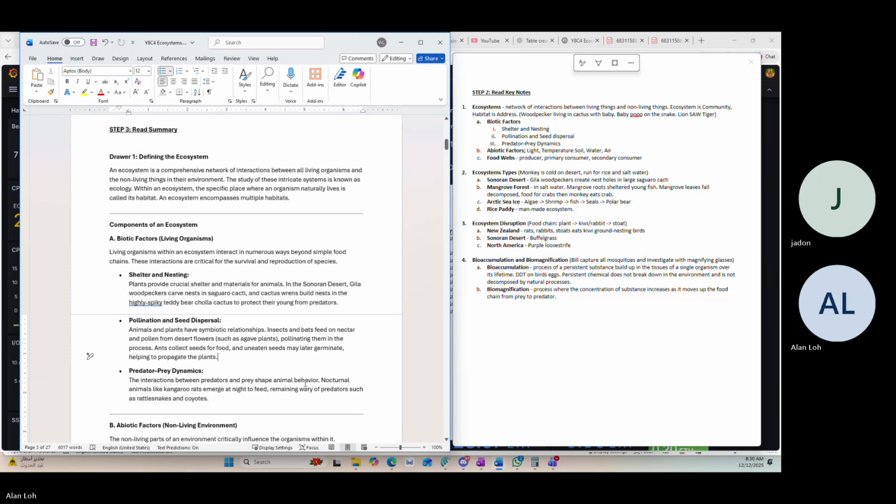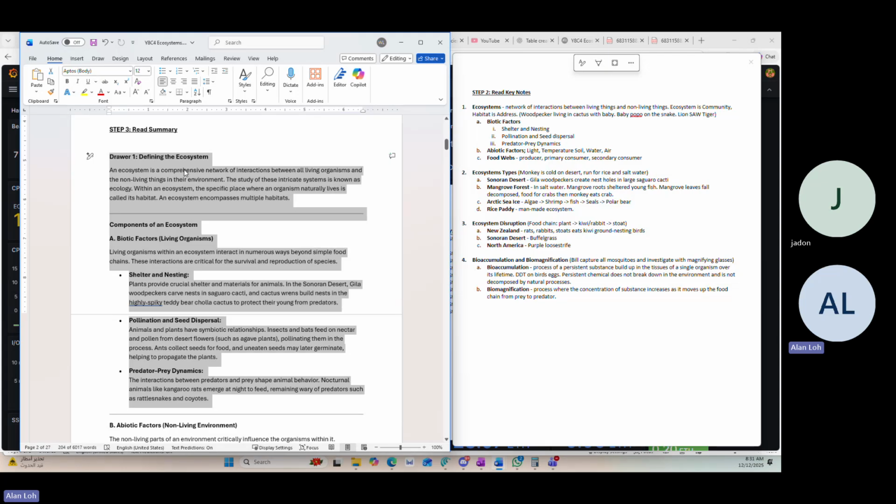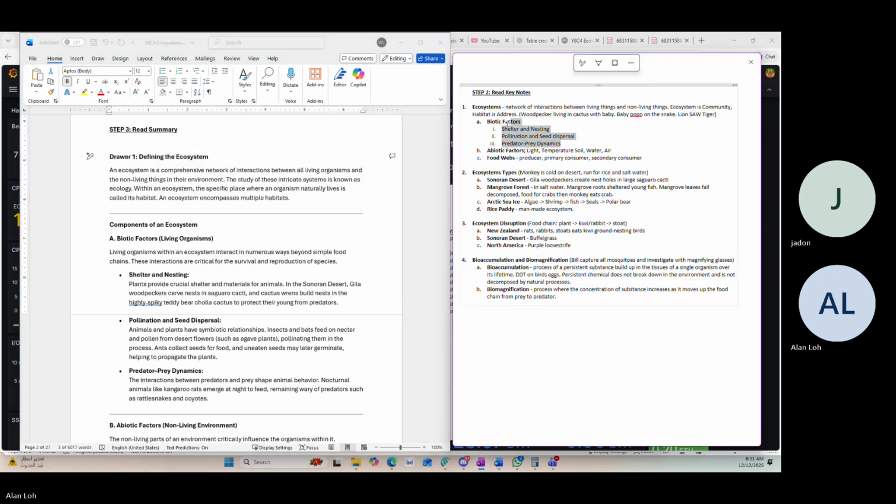Read it. Okay, how do you read this? First, this is drawer, which drawer? Can you tell me which drawer is this? Drawer one. Drawer one. And drawer one, which part? Part one. Yes, the A part, right? Biotic factors. And the biotic factor is talking about shelter and nesting, pollination and seed, and predator-prey dynamics.